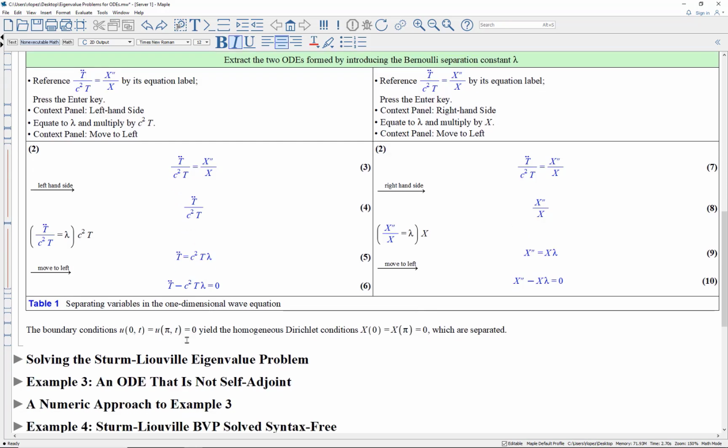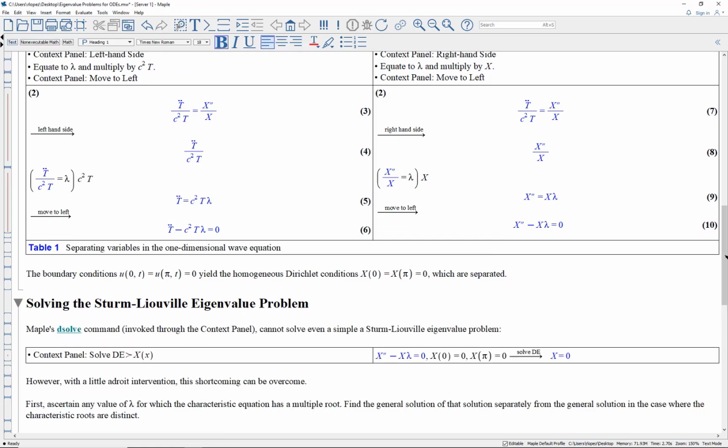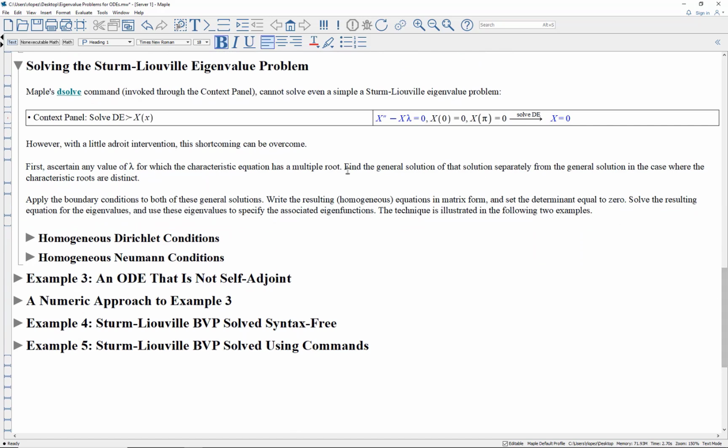And how do I get that? That's when I apply the boundary conditions to the assumed solution, and it tells me that x of 0 and x of pi have to be 0. So now we want to tackle solving this Sturm-Liouville eigenvalue problem. Solve the DE.